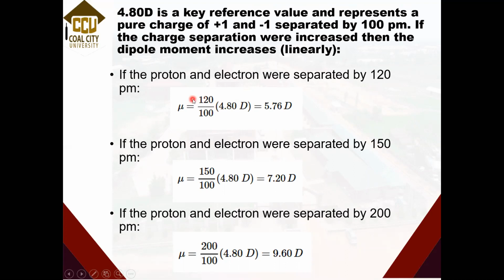in your quiz, I could ask you if proton and neutron are separated by 200 picometer. Now, I don't need you to solve 4.80 D for me. I would already give you and tell you that the distance between proton and neutron separated by 100 picometer is 4.80 D. What will be the dipole moment if the distance is 200?